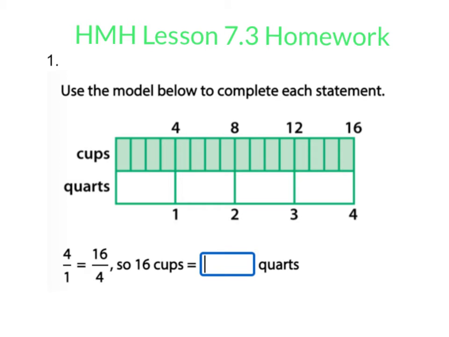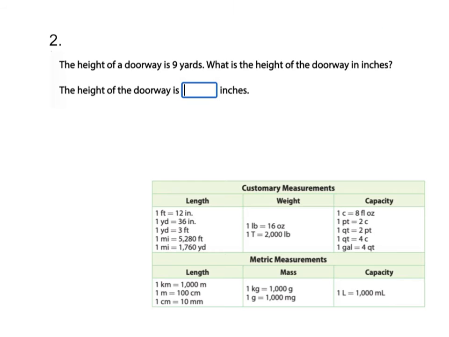So let's look at this problem. Use the model below to complete each statement. We have cups and quarts, and it's showing us that for every 1 quart, it's 4 cups. 1, 2, 3, 4. There's my 1 quart. So I'm trying to use this model to figure out, if I have 16 cups, how many quarts do I have? And my model shows me I have 4 quarts.